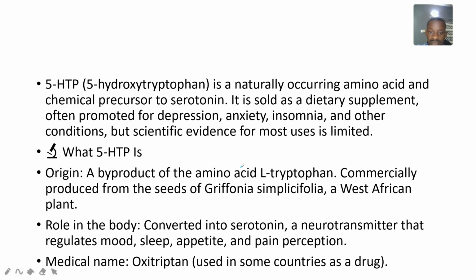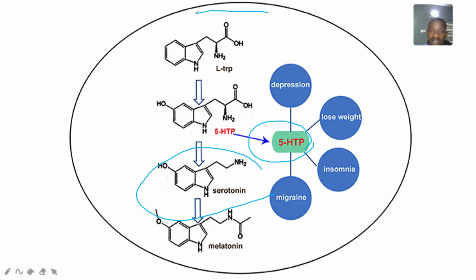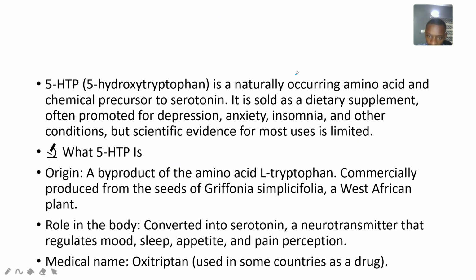It's a byproduct of what? An amino acid known as L-tryptophan. This is what? L-tryptophan. L-tryptophan gives you the 5-hydroxytryptophan. 5-hydroxytryptophan gives you serotonin. So commercially, it is produced from the seeds of what? Griffonia simplicifolia, which is a West African plant.